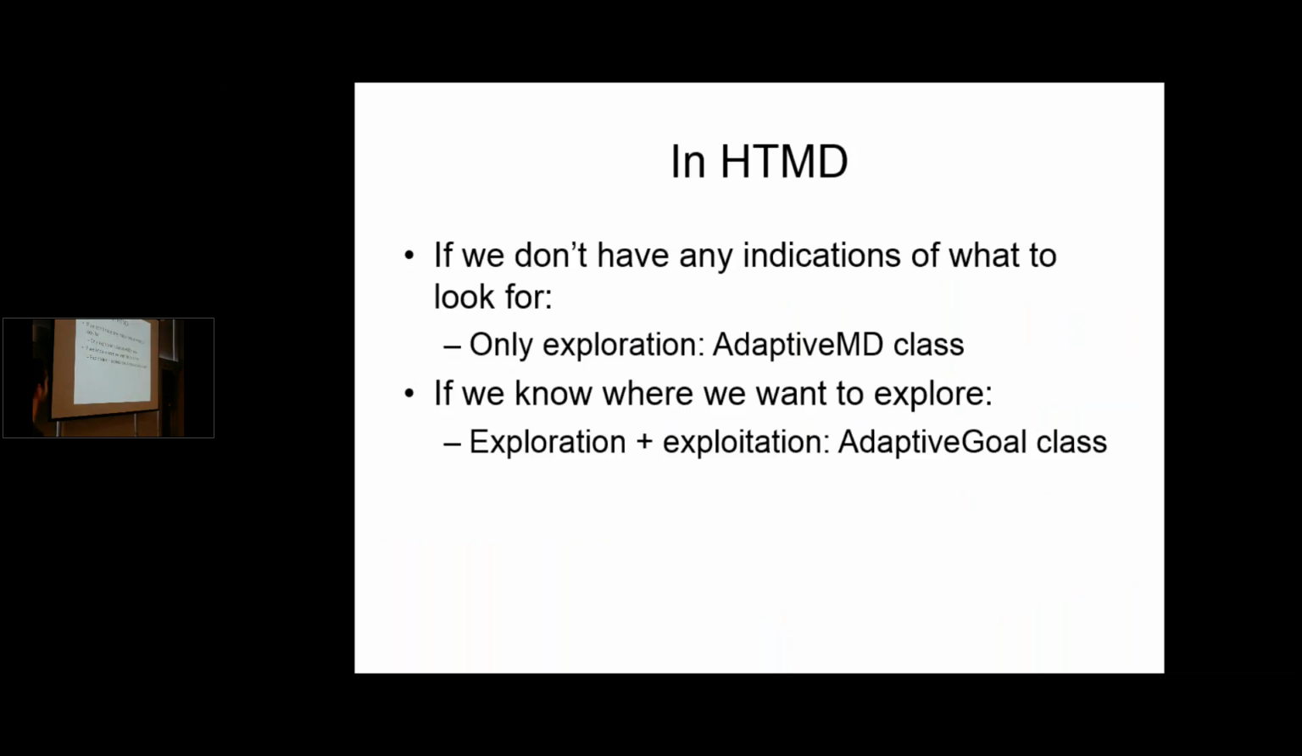If we don't have any indication of what to look for, we would use only exploration, which was done until now with the adaptive MD class. If we know what we want to explore, and we do both exploration and exploitation, we can use the adaptive goal class. Right now we are balancing by default 50-50 between exploration and exploitation, but you can play around with it. There is still no clear indication of what the correct balance between the two is, and it probably depends very strongly on the system that you are looking at.